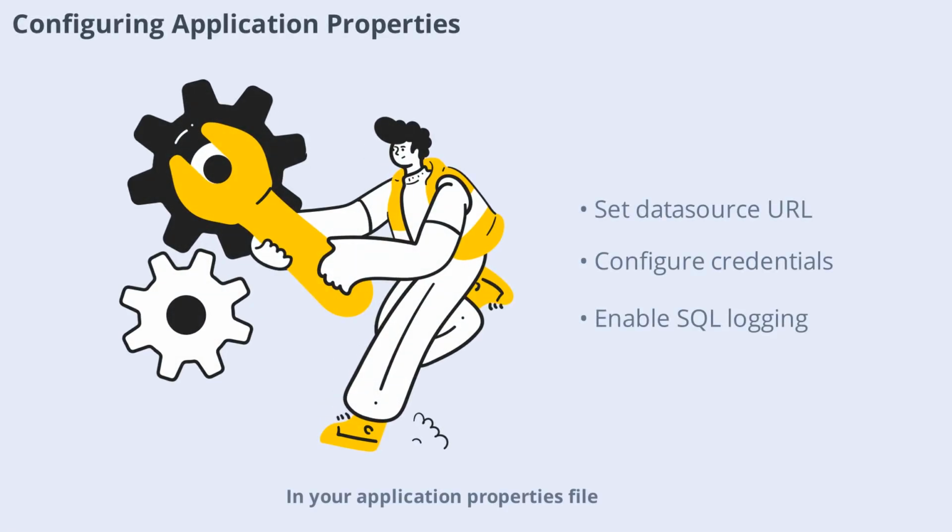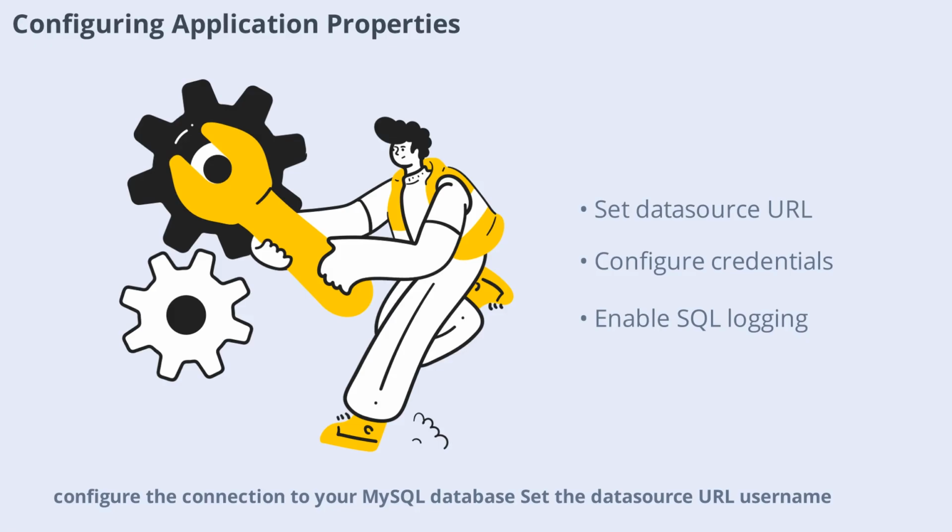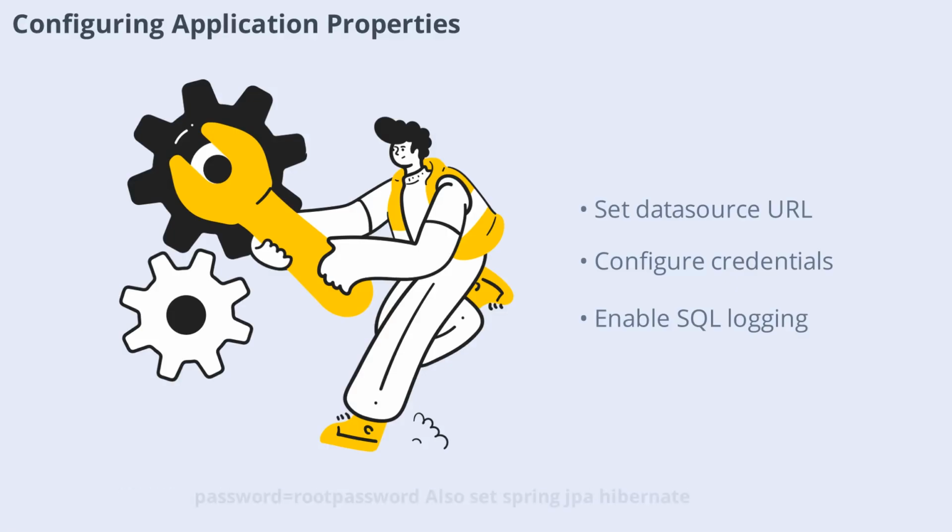In your application properties file, configure the connection to your MySQL database. Set the data source URL, username, and password. For example, use spring.datasource.url equals jdbc:mysql://localhost:3306/userdb, spring.datasource.username equals root, and spring.datasource.password equals rootpassword. Also set spring.jpa.hibernate.ddl-auto equals update to let Hibernate manage your schema, and spring.jpa.show-sql equals true to see SQL queries in the logs. These settings ensure your application connects smoothly to the database.